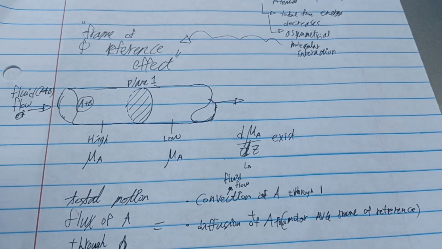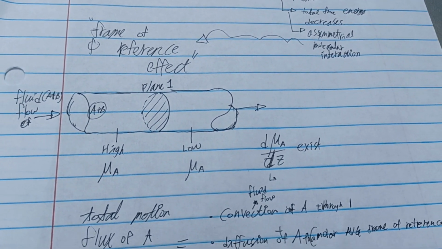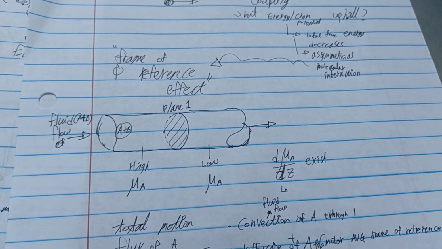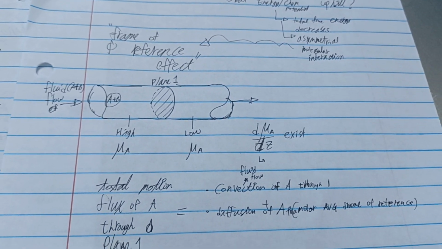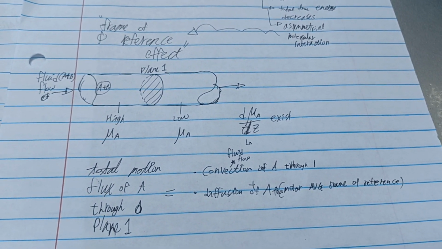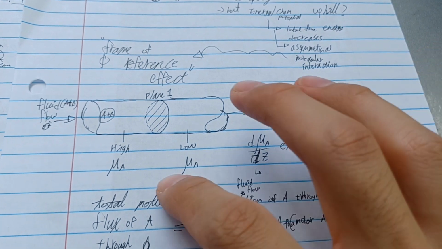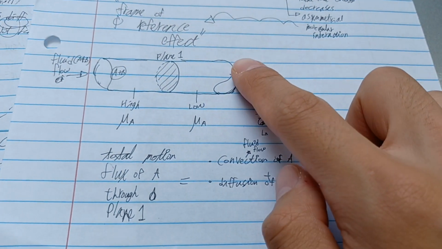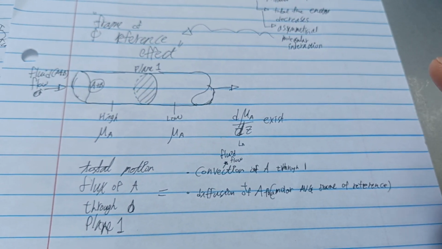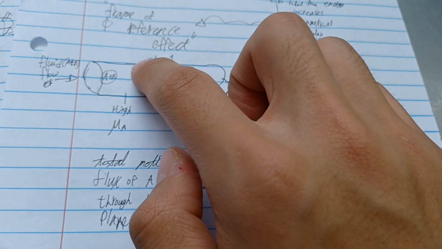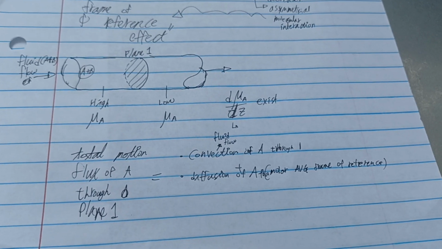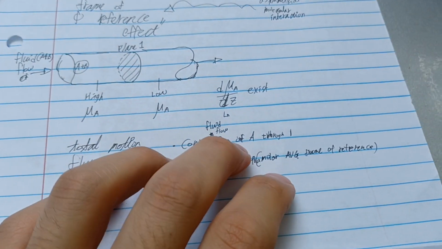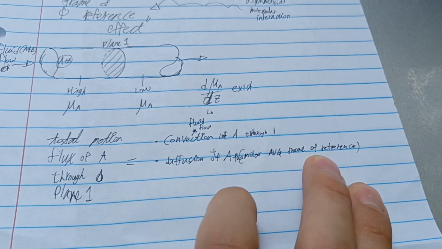And so we can definitely suspect that there has to be some sort of movement, a diffusion of A, because of the differences. So first there's the total molar flux of A through this plane 1. One component is the convection, the fluid flow of A through plane 1, because that's what's happening, but also the diffusion of A for a molar average frame of reference. And I will further explain this molar average frame of reference later.